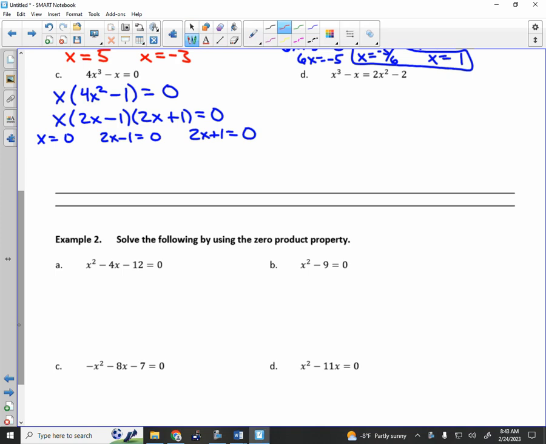You may notice that the first one is already solved. X is equal to 0. The second one, 2x equals 1, and divide by 2, x is 1/2. And for the third one, subtract 1, 2x is equal to negative 1. Divide by 2, x is equal to negative 1/2.